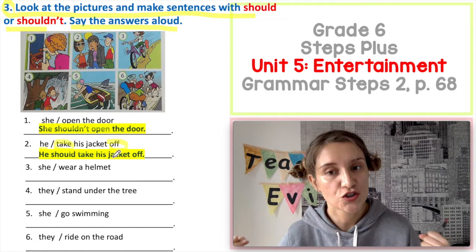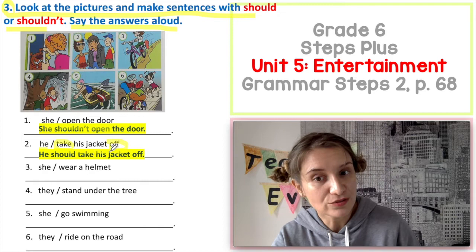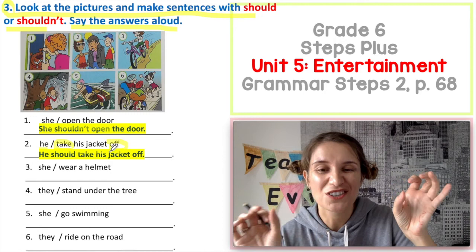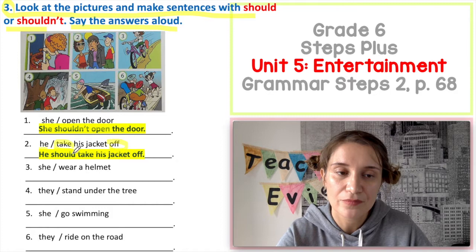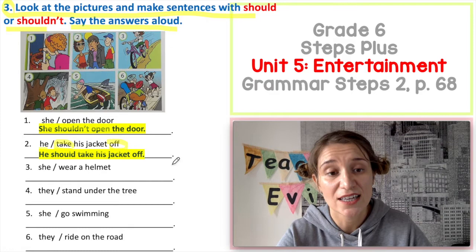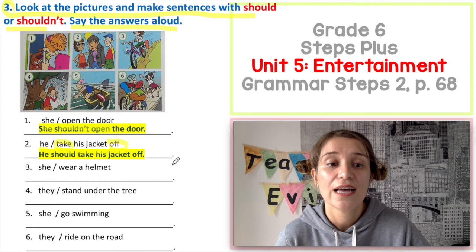I przy okazji zobaczcie, że mamy take, potem his jacket i potem off, nie? Są takie czasowniki w angielskim. Zazwyczaj jest główny czasownik i potem takie właśnie off, albo out, albo in. Prepositions one się nazywają, ale nie musicie tego wiedzieć. I wtedy można coś pomiędzy wstawić, czyli można powiedzieć he should take his jacket off, ale w potocznym angielskim bardzo często się tego nie rozdziela i to nie jest błąd powiedzieć he should take off his jacket.